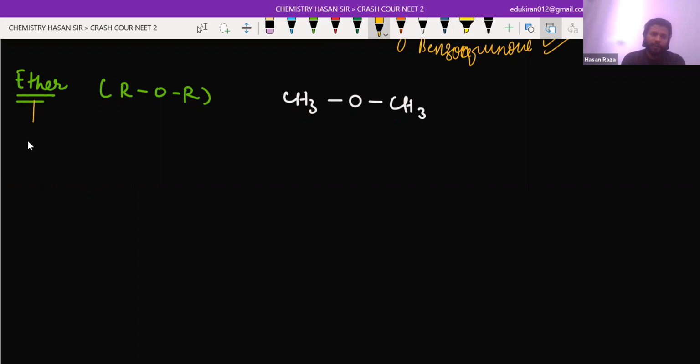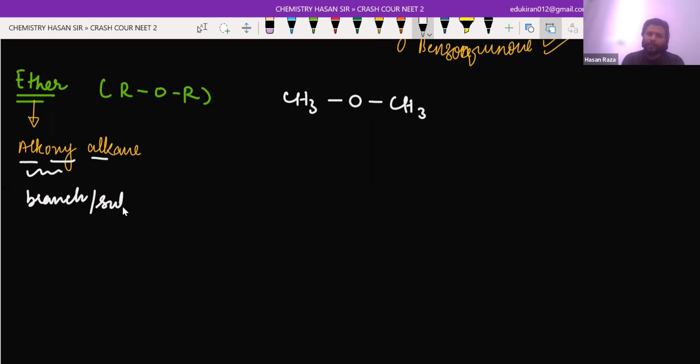Ether has an IUPAC name. I'm gonna write it in general form: alkoxy alkane. Alk is for methoxymethane. Very good. So as you know, this alk part is the number of carbon. Oxy comes with this, which is for the branch or substituent, and this is your alkane, which is for the main parent chain.